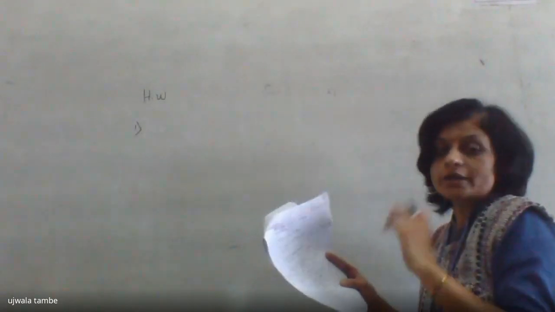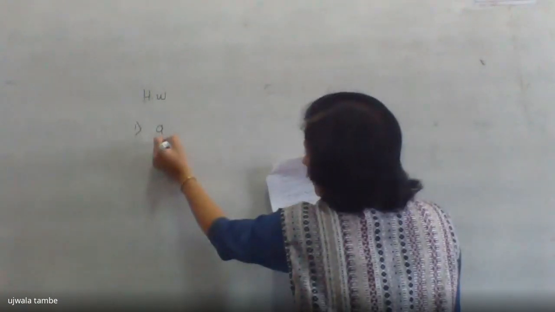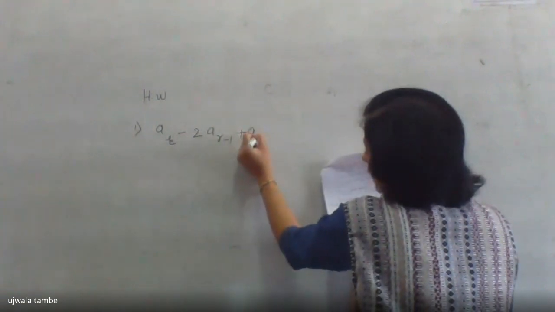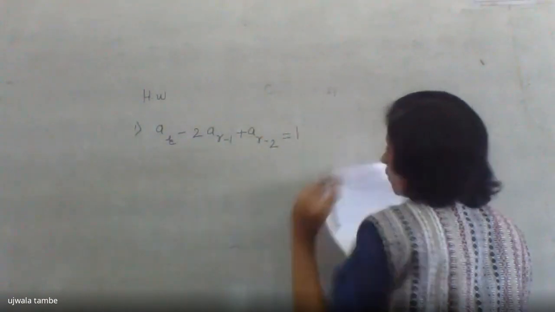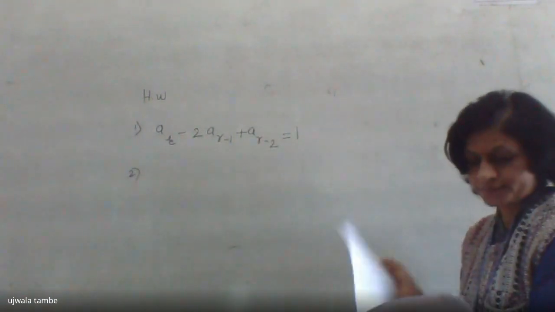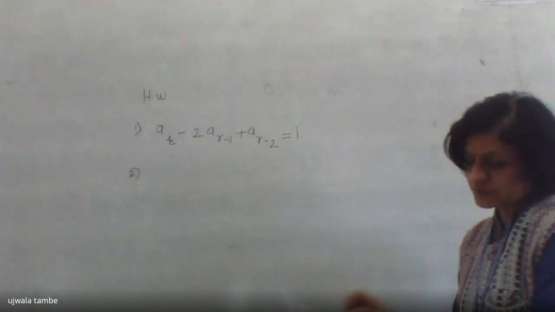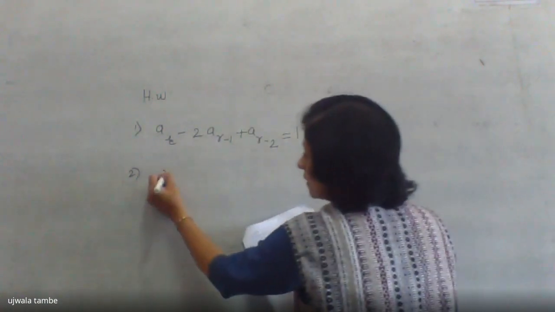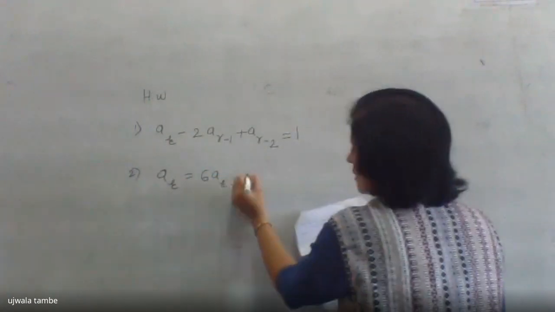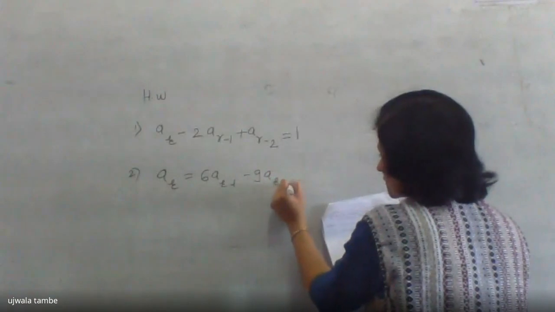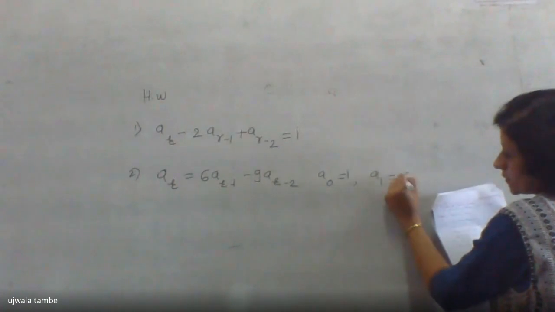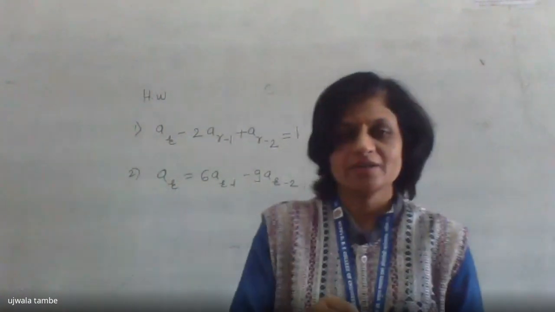Question same. Solve the recurrence relation. AR minus 2AR minus 1 plus AR minus 2 is equal to 1. This is a non-homogeneous equation. Second, AR is equal to 6 AR minus 1 minus 9 AR minus 2 with initial conditions A0 is 1 and A1 is equal to 6. Okay, thank you.